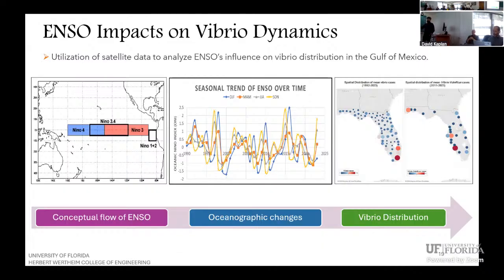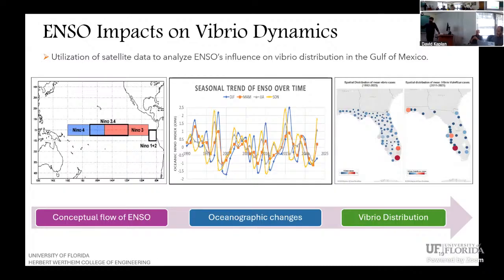And since this was a seasonal analysis, we had to look at the seasons. That's why there are 4 different graphs for DJF, MAM, JJA, and SON. These stand for the names of the months: December, January, February, March, April, May, and so on for all 4 seasons. And the last figure shows the mean Vibrio cases in the entire Florida.